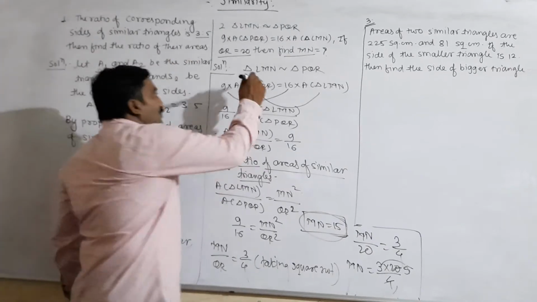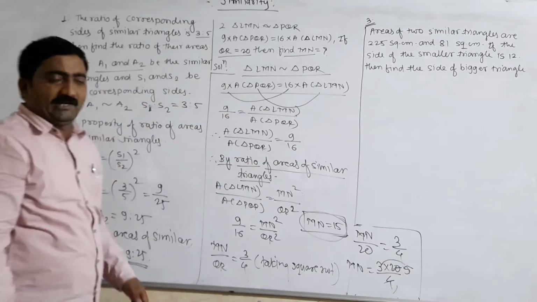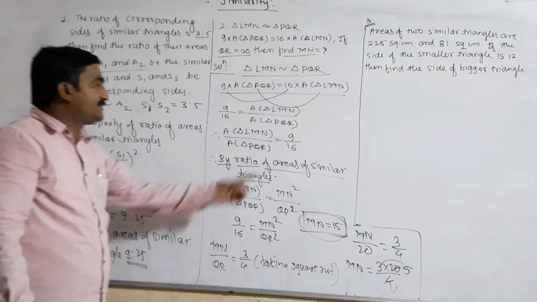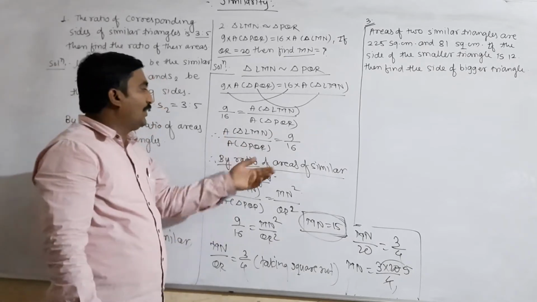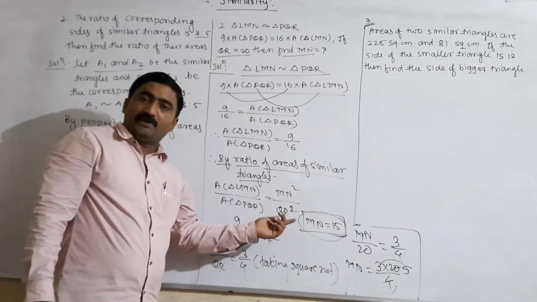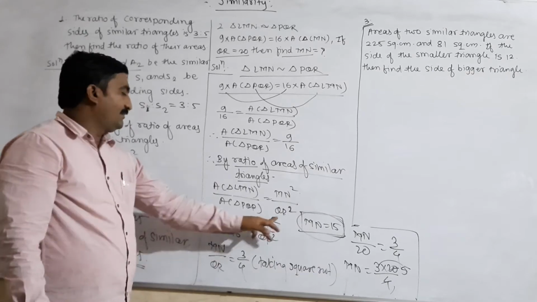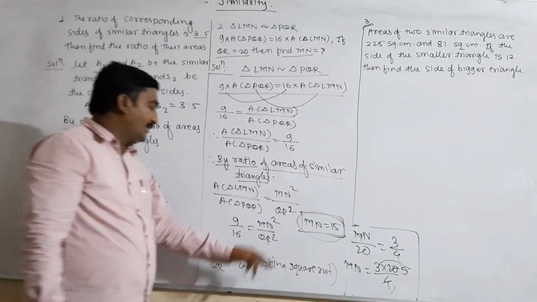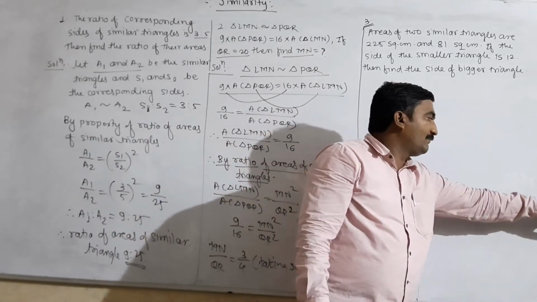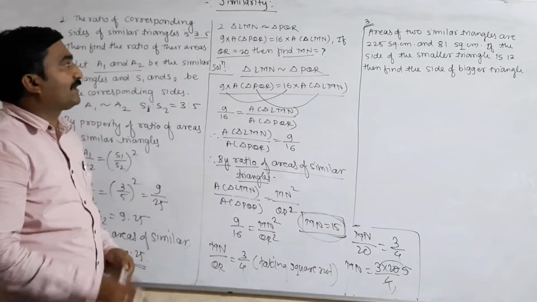In this way we can solve the second problem. First remember that these two triangles are similar. This is the given condition. Area of triangle LMN divided by area of triangle PQR is equal to 9 by 16. By the property of ratio of areas of similar triangles, this is MN square divided by QR square. So MN divided by QR is equal to 3 by 4. This is the answer of the second question.